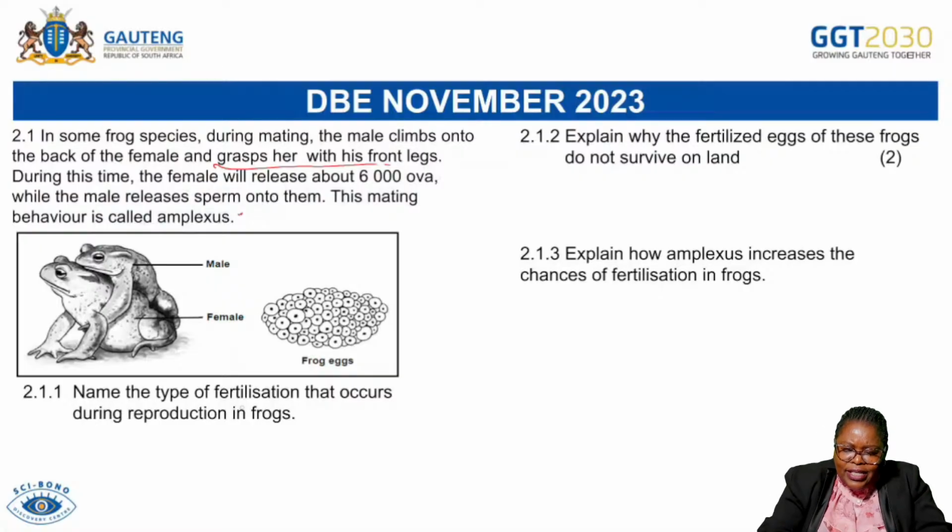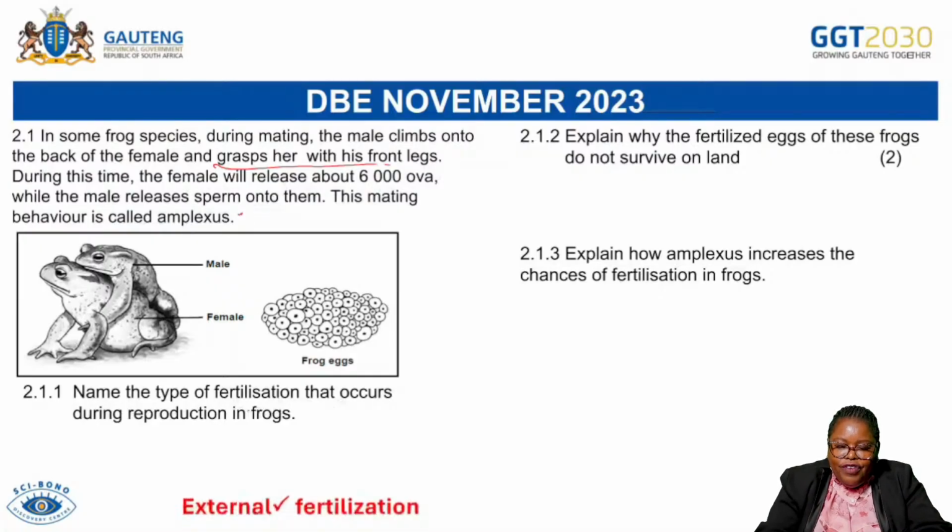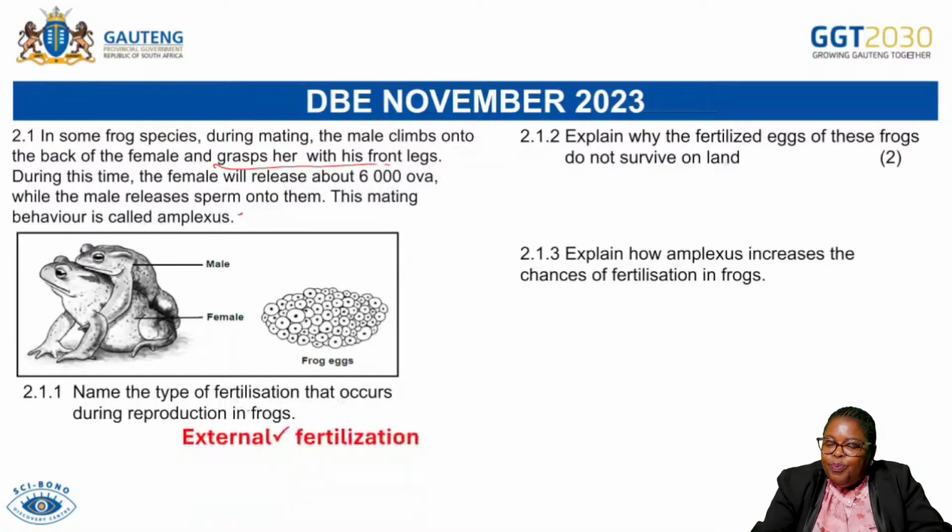Question 2.1.1: the type of fertilization that occurs during reproduction in frogs. Remember, we said fertilization can be internal or external. It depends on the organisms. So in the frogs, name the type of fertilization. It's external, right? Then: explain why the fertilized egg of the frogs does not survive on land. So you can just think about that question. Remember, you need to know the suitability of organisms in terms of where they live, where we find them. So what do you think?